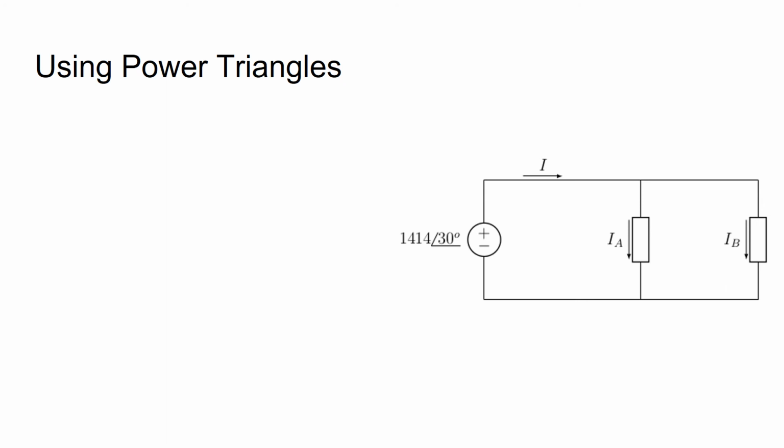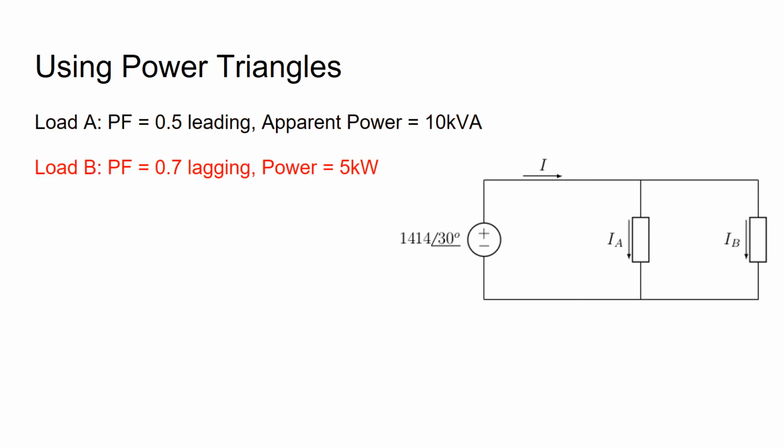Here is an example. We have a voltage source that delivers power to two loads connected in parallel, labeled A and B. Load A has a power factor of 0.5 leading and an apparent power of 10 kilovolt amperes. The power specified for load B is 5 kilowatts, and the power factor is 0.7 lagging.